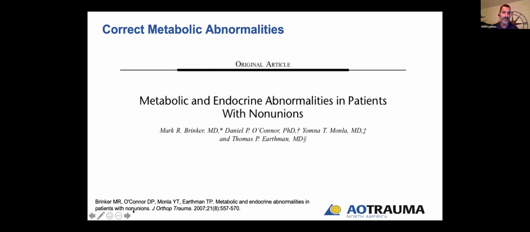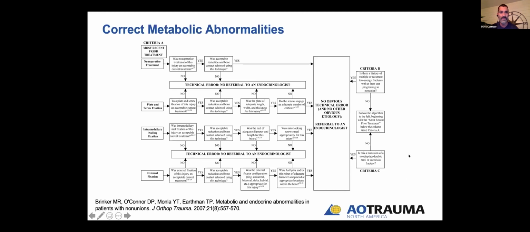This is a paper you probably want to read. It's by Mark Brinker and it's from the early 2000s. It's his evaluation of all the non-unions that he had seen up to that time in his practice that he had evaluated thoroughly with a thorough endocrinologic follow-up. And he found that many patients had underlying metabolic or endocrine abnormalities that were as of yet unrecognized. And he has this really complex algorithm that it takes people through, and you can feel free in your own time to look at this. But what it generally says is that if there was quality reduction, quality alignment, and quality stability offered to the patient initially, and they still had a non-union, then you really got to think about an underlying metabolic problem. And so don't forget that these patients sometimes don't heal because of an underlying metabolic abnormality.